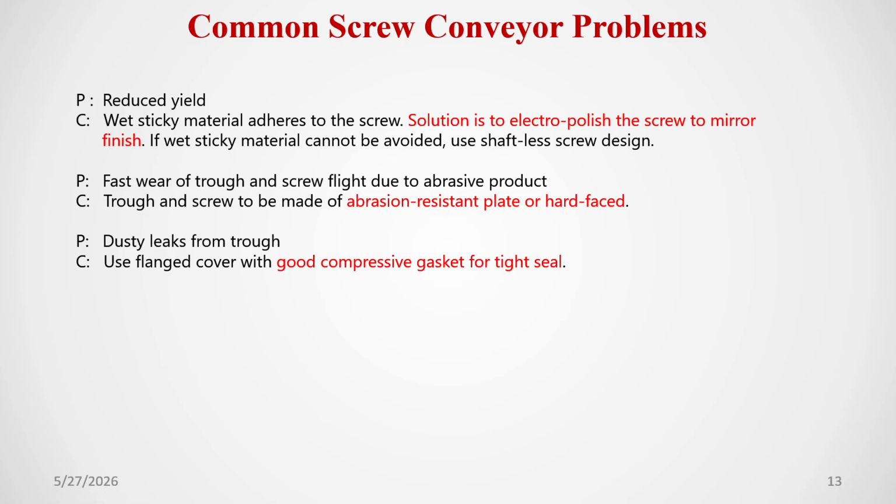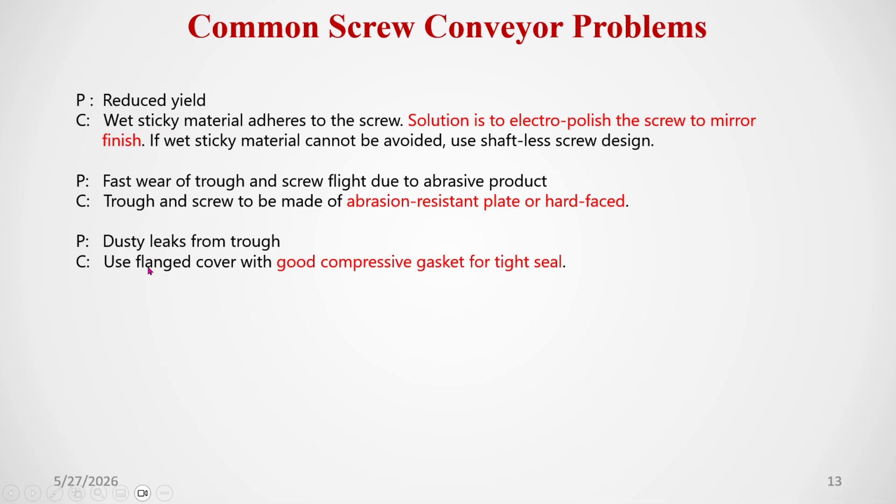The next problem is fast wear of the trough and screw flight due to abrasive product. If the product is abrasive, the screw can be damaged. So the trough and the screw should be made of abrasion resistant plate or hardened face so that they should not be damaged.